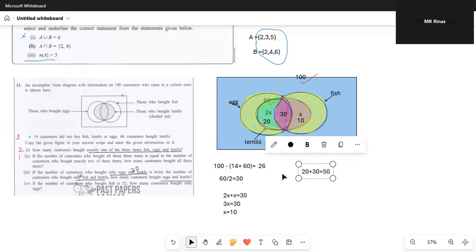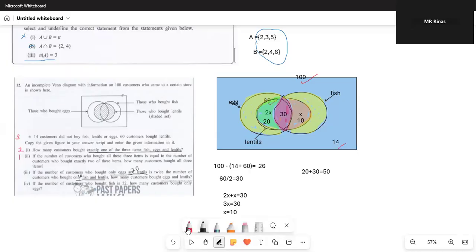So for this, if you find this 20, you will get 1 mark. And if you find the 50, then 1 mark. Altogether you will get 2 marks for this question. Okay, and the last question.